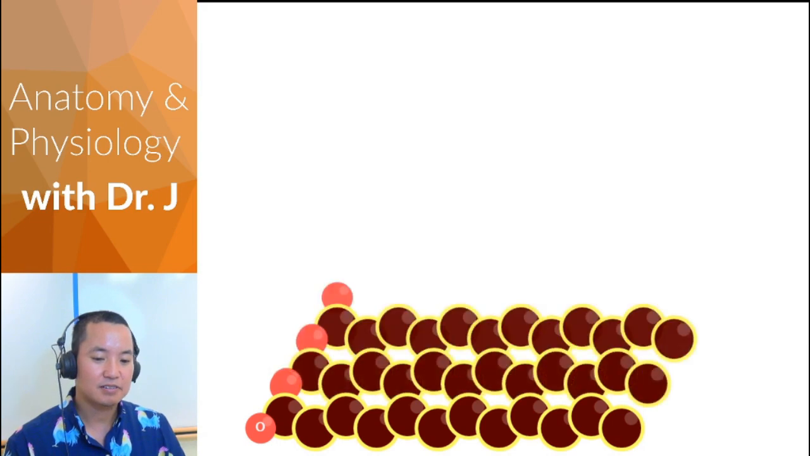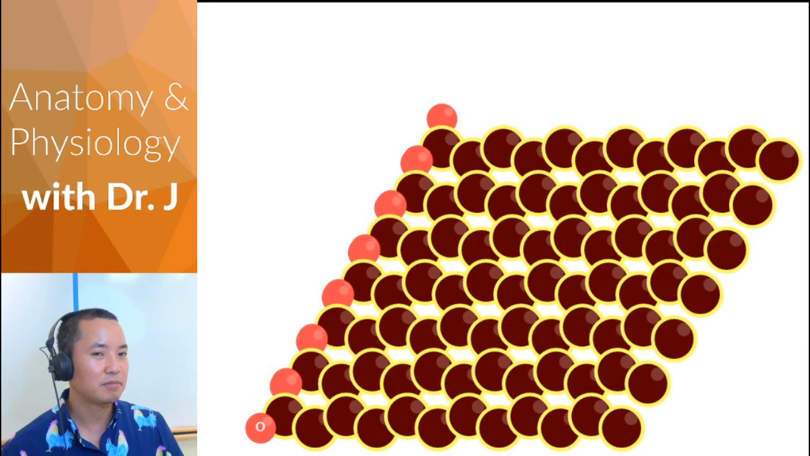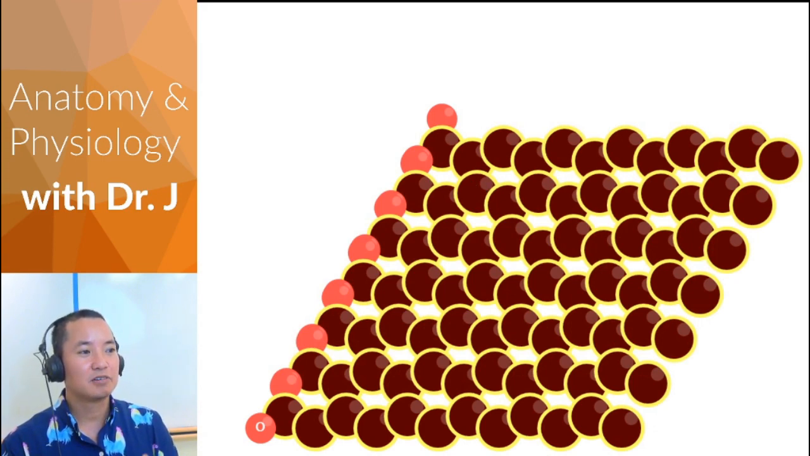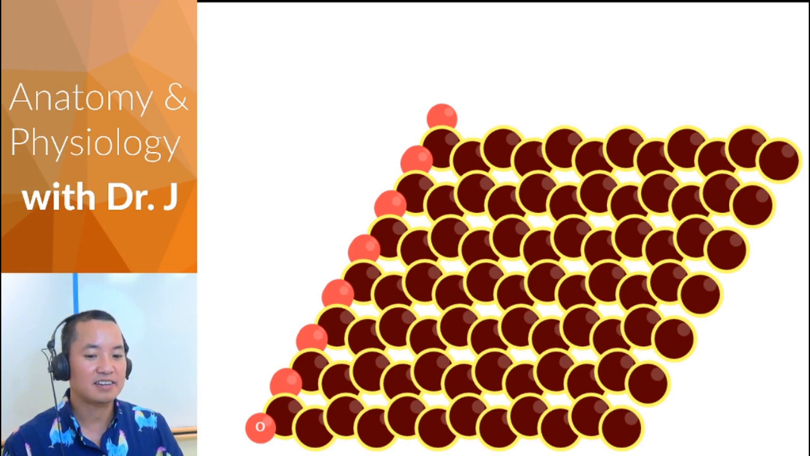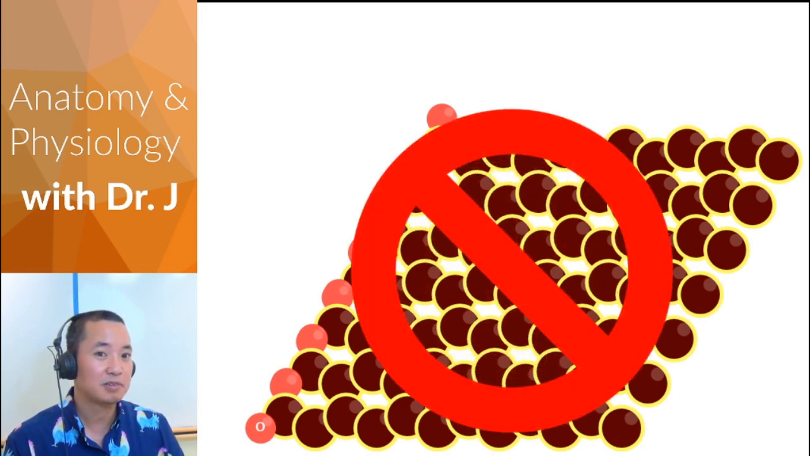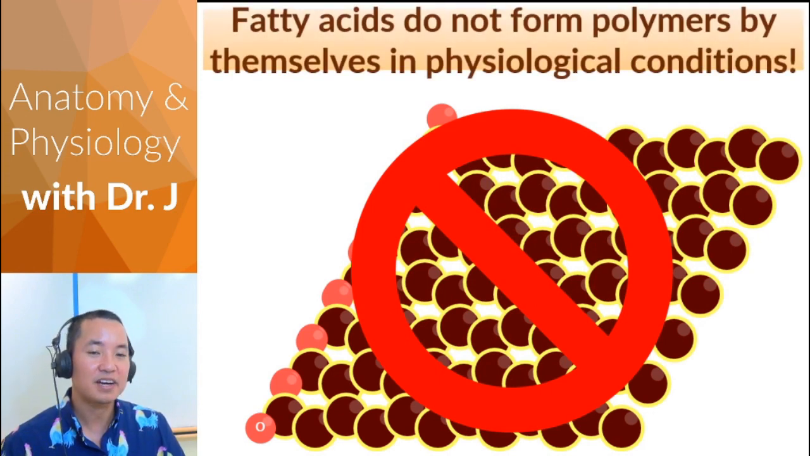All right, so do fatty acids do this? Do they form a polymer? They don't form an infinite one. So the thing about polymers, in theory, they can extend to infinity if they have enough of these subunits. But fatty acids do not do this. Maybe in some weird artificial, in the test tube chemical reaction, they can, but in your body, they do not. So fatty acids do not form these polymers.